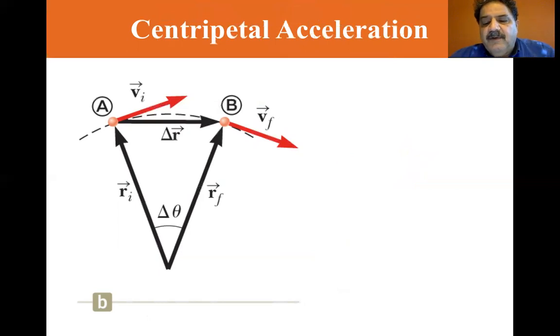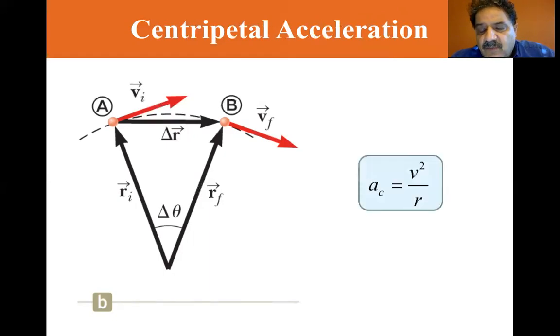Imagine points A and B in the figure become extremely close together. As A and B approach each other, delta t approaches 0. As delta r approaches the distance traveled by the particle along the circular path, the ratio delta r over delta t is the speed v. The average acceleration becomes the instantaneous acceleration at point A. In the limit as delta t approaches 0, the magnitude of the acceleration is v squared over r.